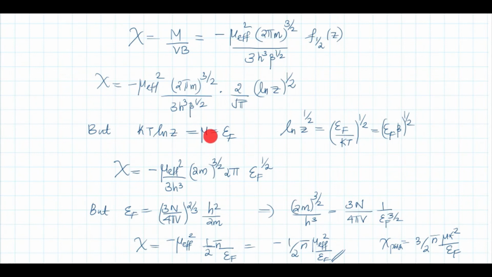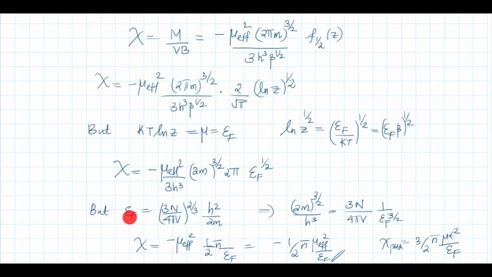Also, chemical potential mu is Fermi energy at low temperature. So log z raised to half becomes EF by kT raised to half, so it is EF beta whole raised to half. Substituting this value for log z raised to half, you will get minus mu effective square by 3 h cube 2m raised to 3 by 2 2 pi into EF raised to half. This is valid only as T tends to 0.